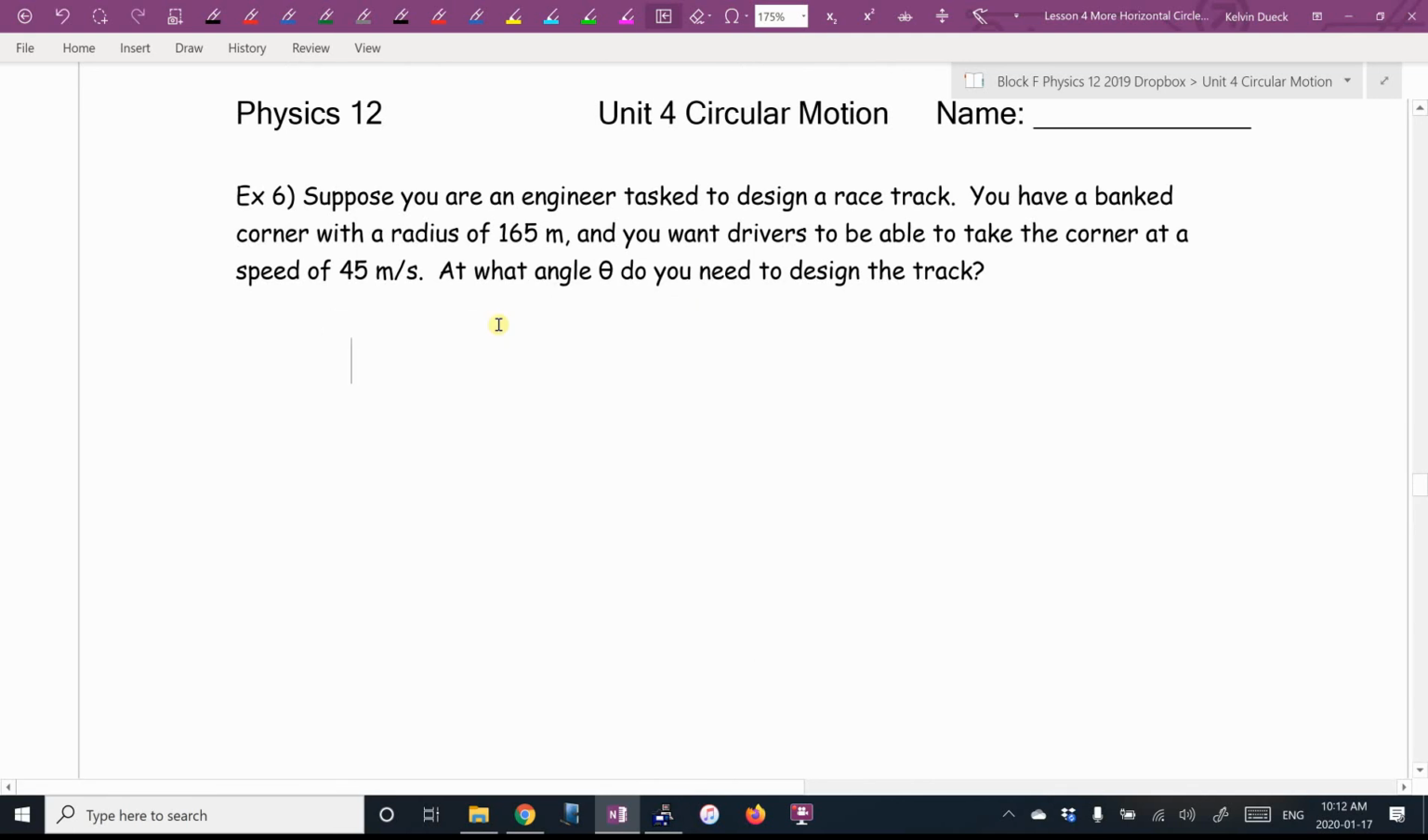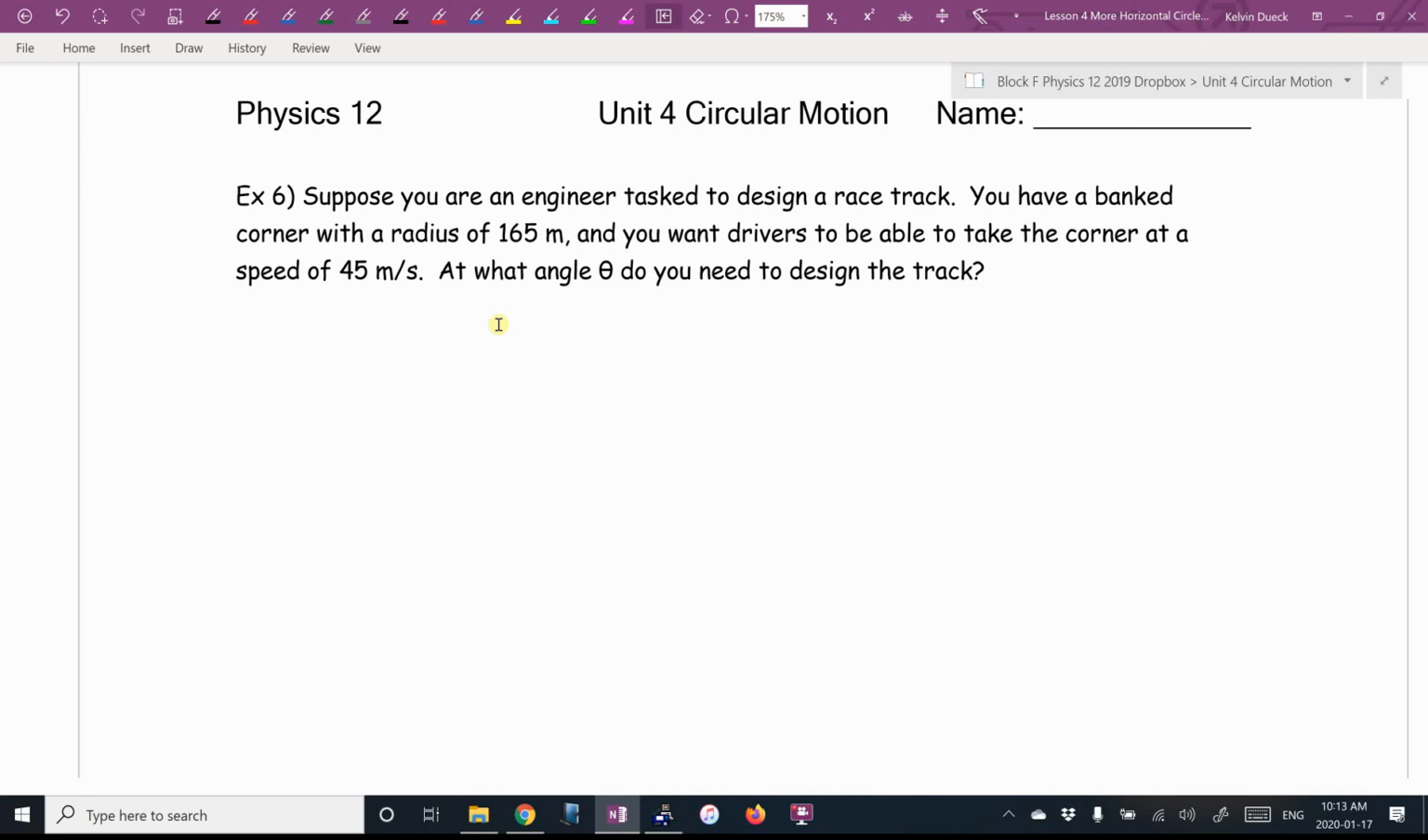Here's a good question. You're an engineer and you're asked to design a racetrack. You have a banked corner, and the biggest you can make the radius is 165 meters. And you want the drivers to be able to take the corner at 45 meters per second, which is pretty fast. At what angle theta do you need to design the track?